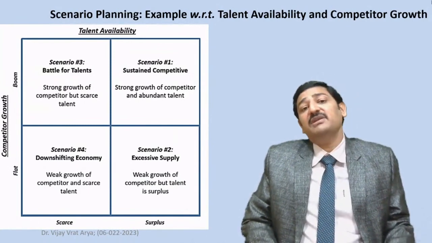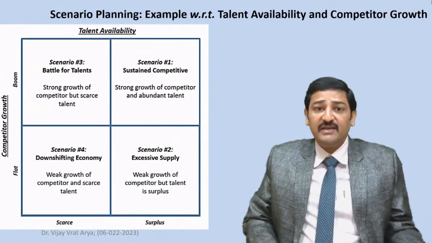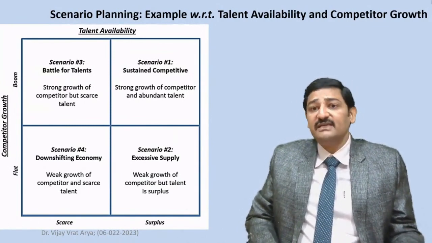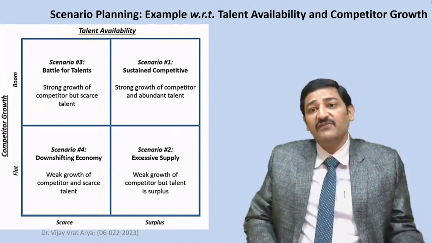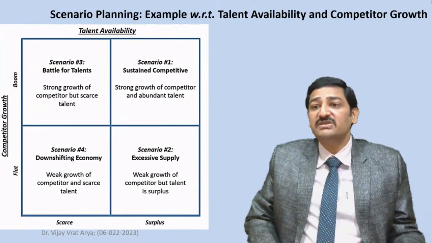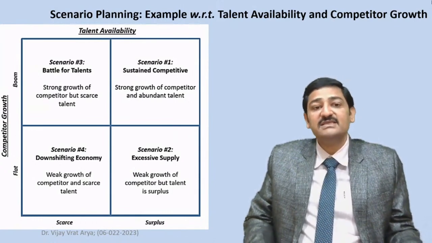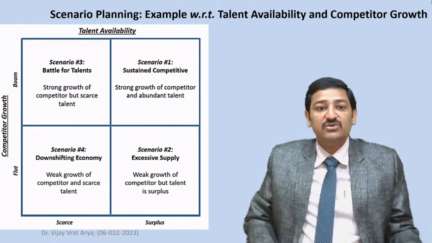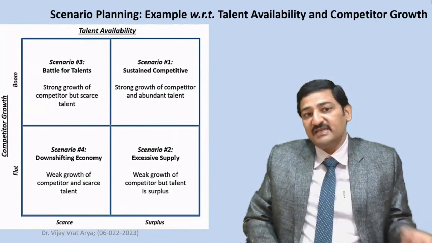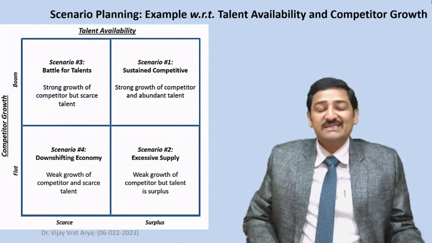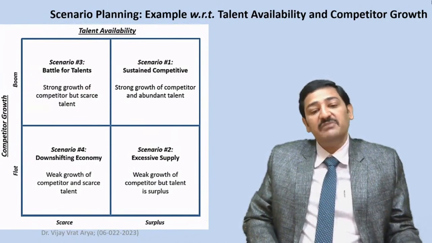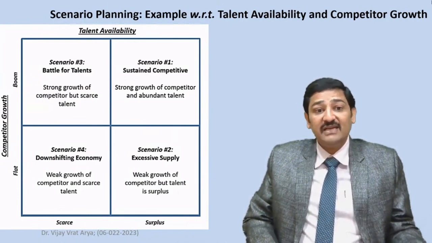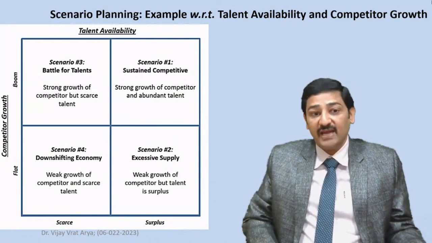Now, as an example, we can understand scenario planning from two different variables, that is the talent availability and the competitor growth. So in this particular case, four major scenarios may occur. Scenario one could be of sustained competitiveness, where the talent availability is in surplus, but at the same time, the competitor growth is also very high.